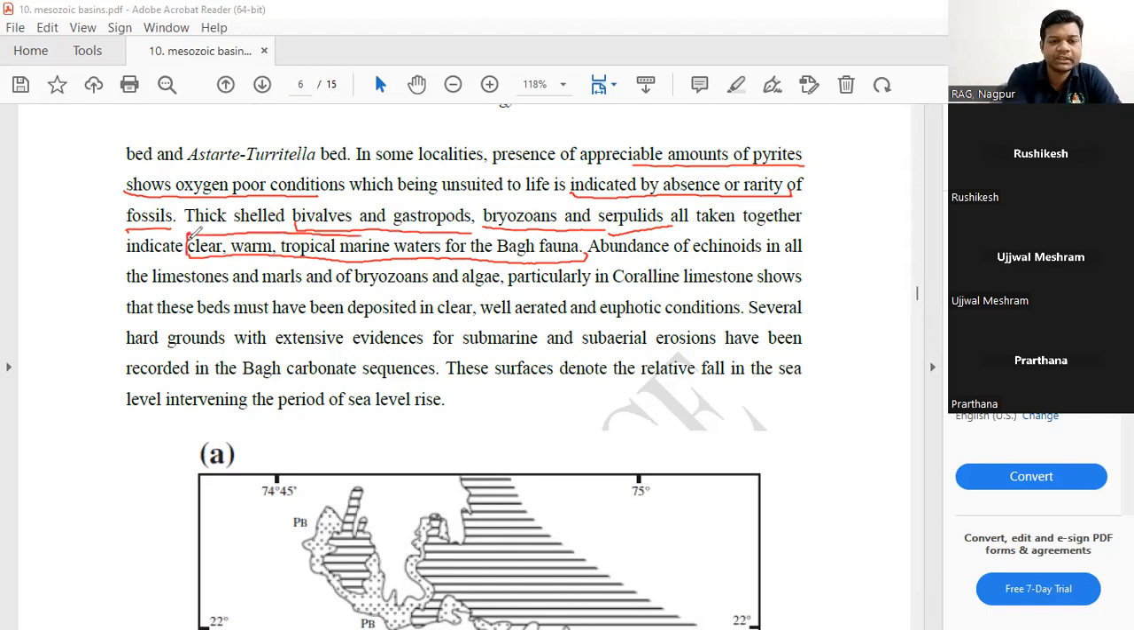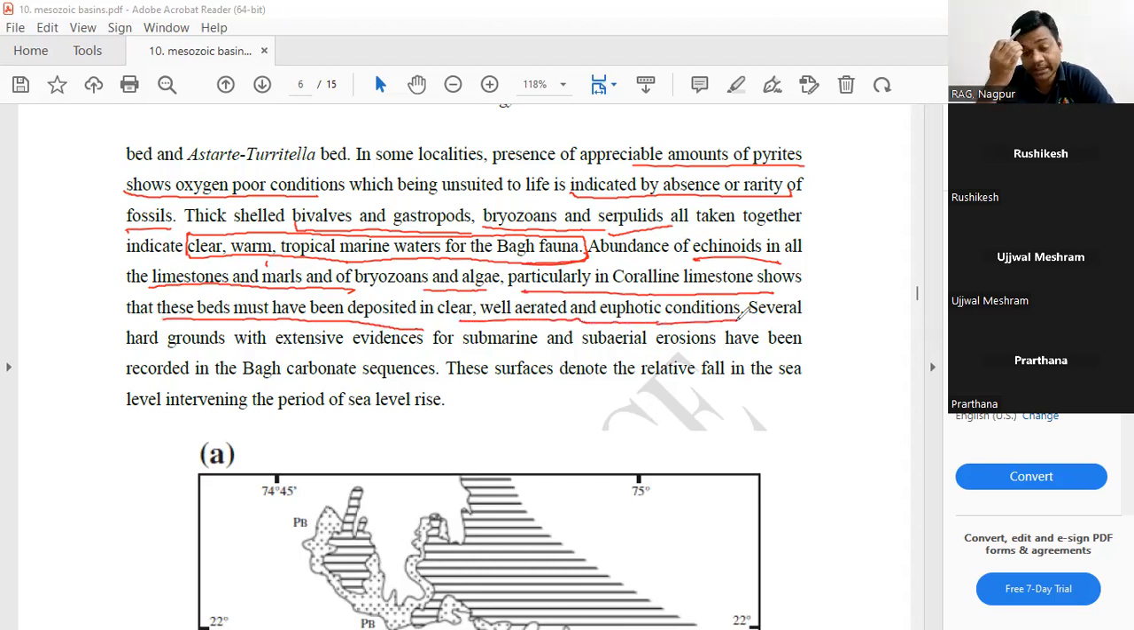So these are clear, warm, tropical marine waters which were present at the time of deposition of the Bagh beds. Absence of echinoids in the limestone and marl, and bryozoans and algae, particularly in coralline limestone, show that these beds must have been deposited in clear, well aerated, euphotic conditions.